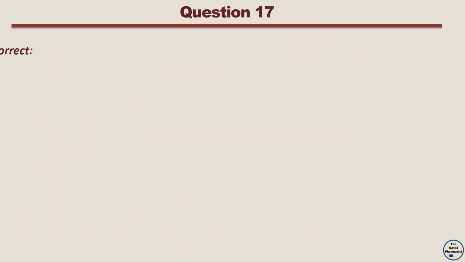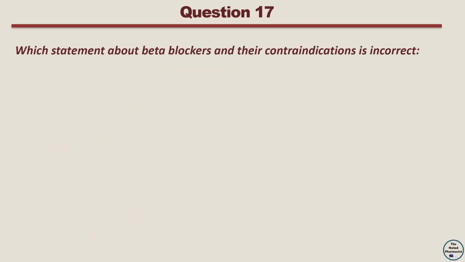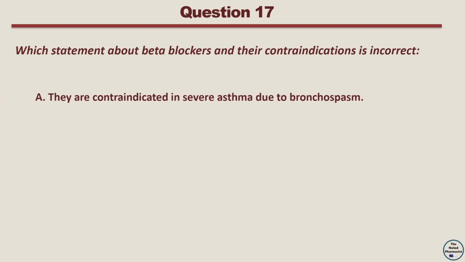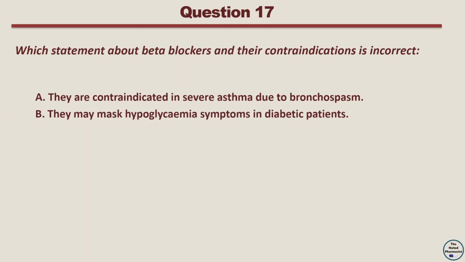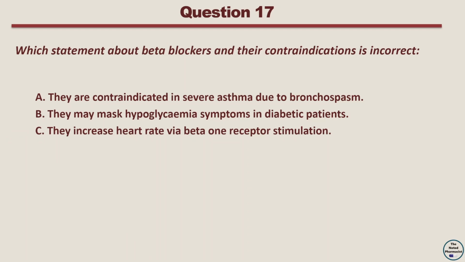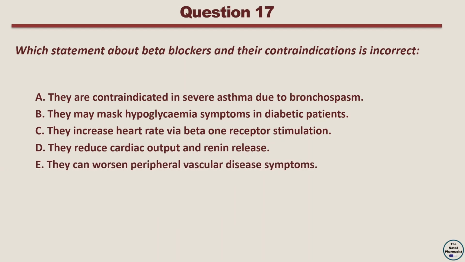Question 17. Which statement about beta blockers and their contraindications is incorrect? Option A, they are contraindicated in severe asthma due to bronchospasm. Option B, they may mask hypoglycemia symptoms in diabetic patients. Option C, they increase heart rate via beta-1 receptor stimulation. Option D, they reduce cardiac output and renin release. Option E, they can worsen peripheral vascular disease symptoms.